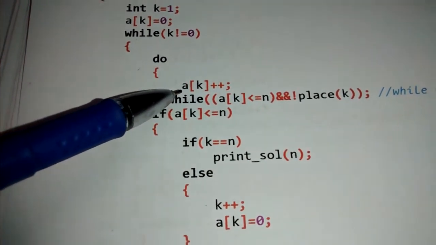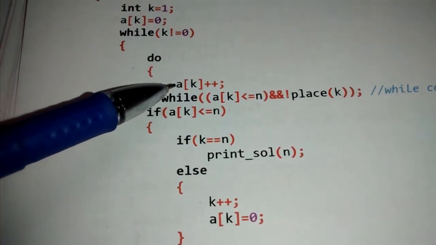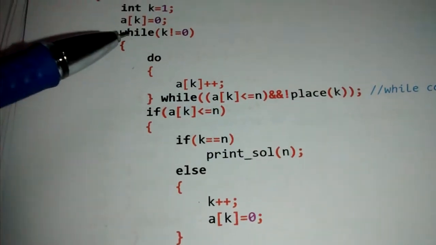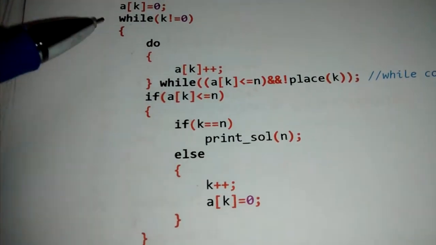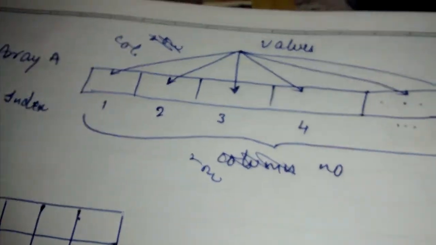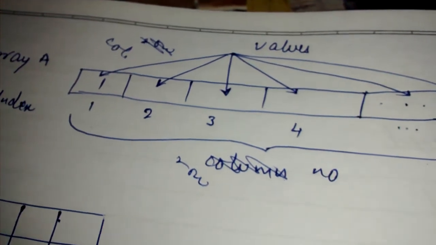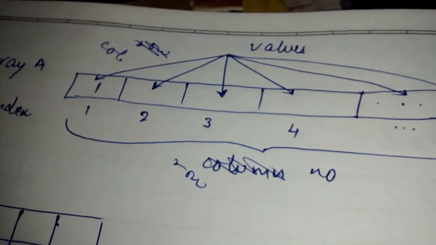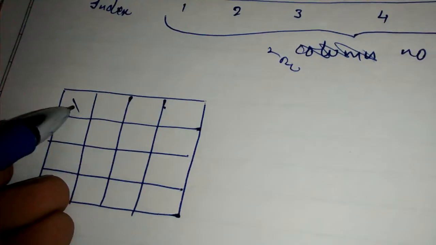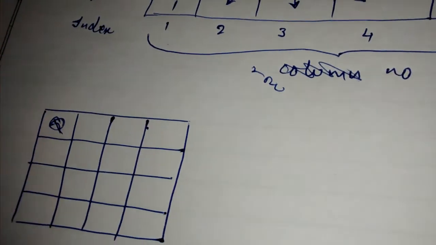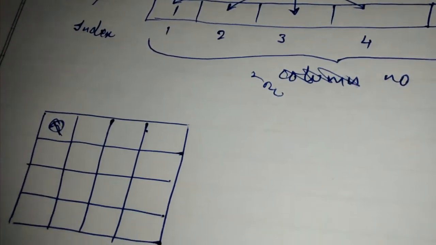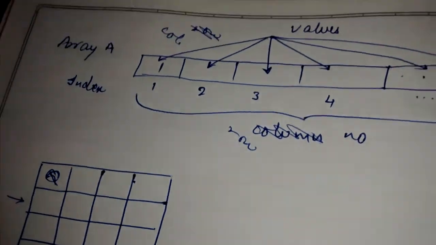Now this will increment the value of a of 2 to 1. Okay, now a of, okay, I'll edit in this one. The value of the first queen is in the first column, and in the matrix this will become the queen. Alright, now we have come to the second column.